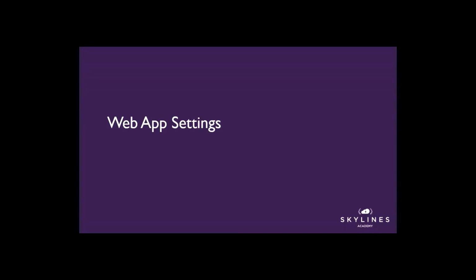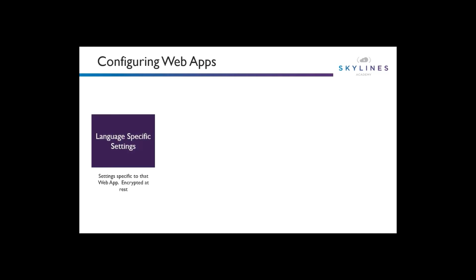We talked briefly about our web app in the last section, but this time we're going to dive a little bit further into these. Now that we have our app service plan and a sample web application up and running, let's take a look at some of the settings we can configure on it. So we have some language-specific settings that we can configure.